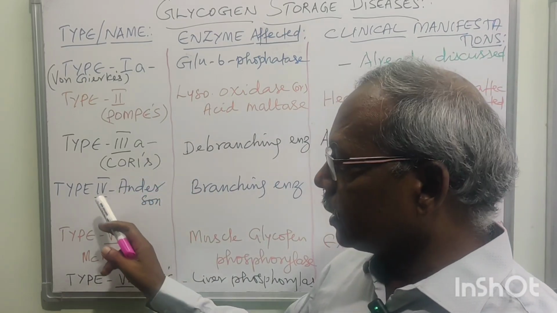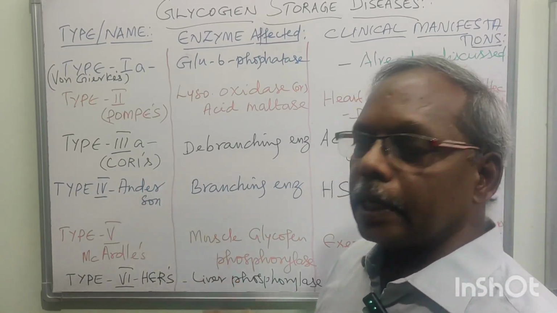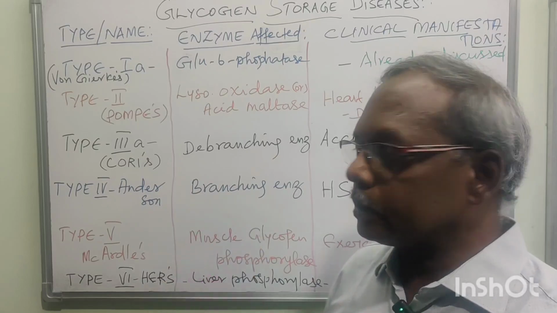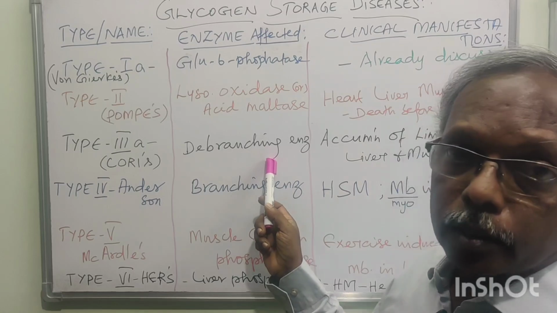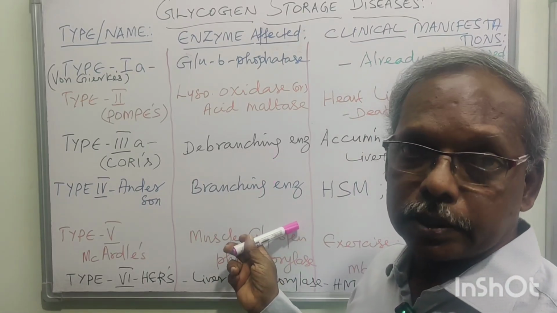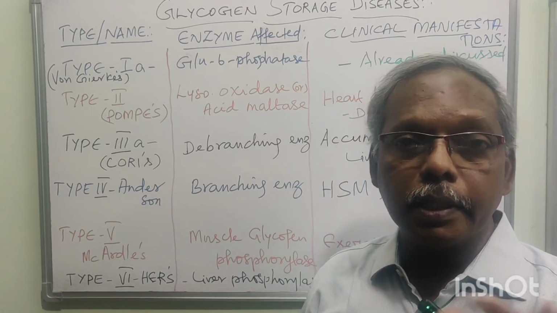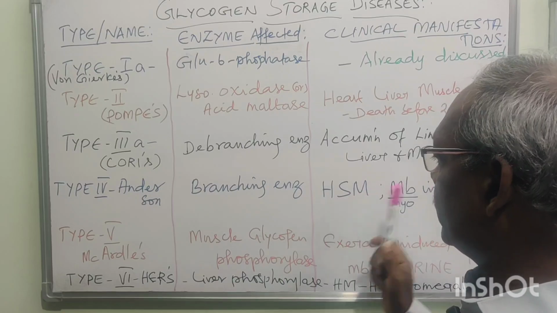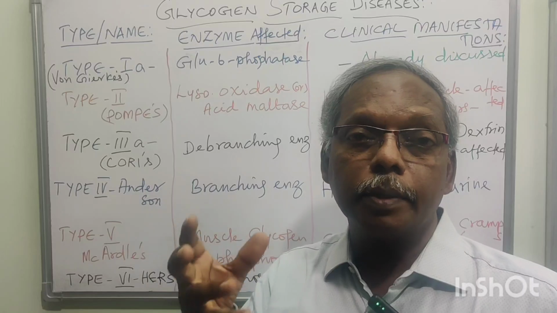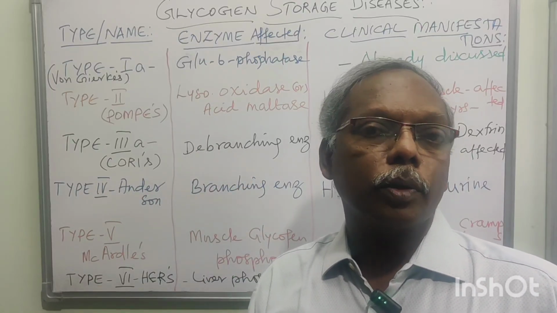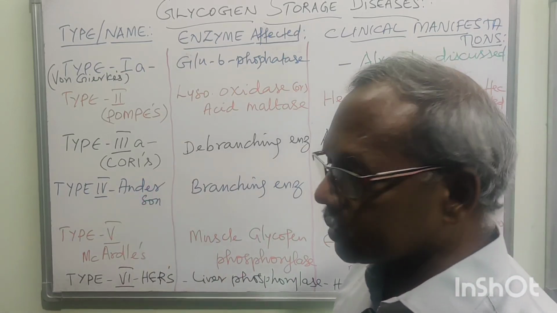Next one is type 4. Here there is only one, as with types 5 and 6, there is no A and B. Type 4 is Andersen's disease. The enzyme here is the branching enzyme. Debranching is for glycogenolysis, branching for glycogenesis. Here the problem is hepatosplenomegaly, and all 3 organs are involved. Myoglobin is present in urine because of muscle injury like muscle rupture; they release myoglobin into the blood and finally it is excreted in urine. A very serious condition, Andersen's disease.